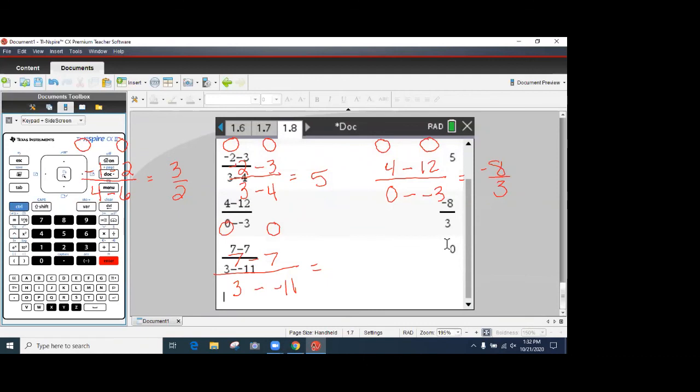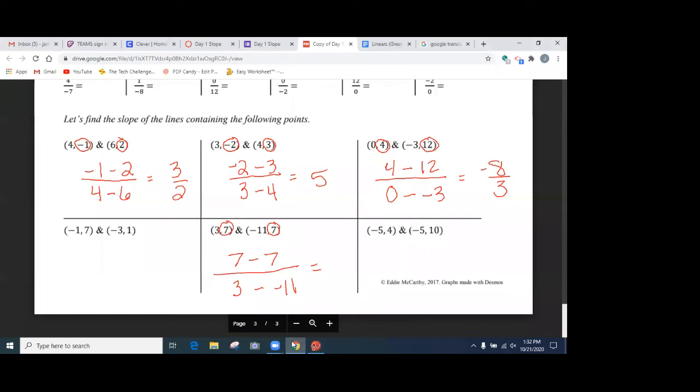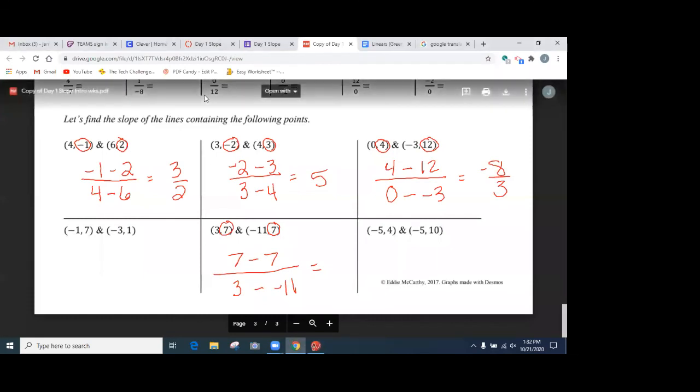So if there's a 0 on top, it knows the answer is 0. What kind of a line is this? If this is slope, what kind of a line is 0? It's flat, right? So that's what kind of a line this is. All right, so take a look real quick at this last one. So this one was 0.